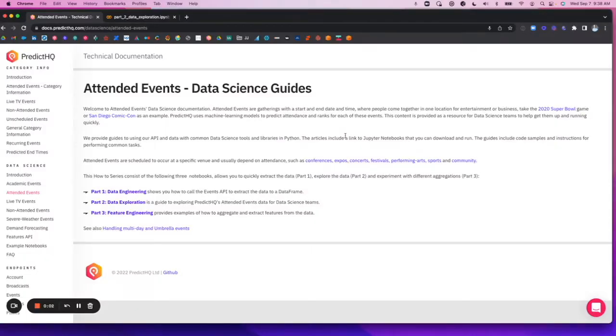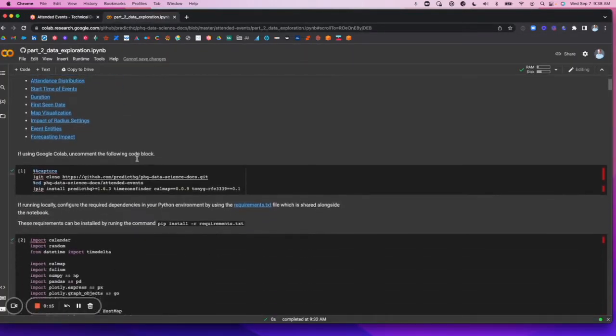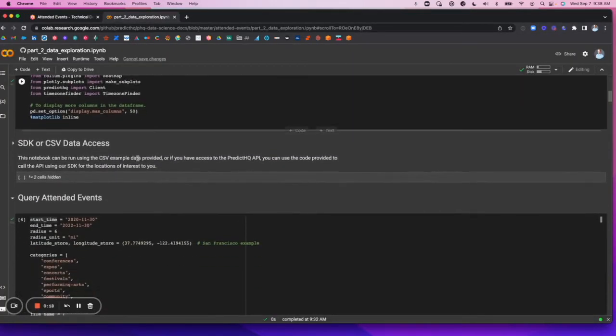Using just an API token and our attended event guide on data exploration, we'll show you how you can easily replicate event insights into your accommodation platform. Jumping into the guide now, we'll do some basic setup.